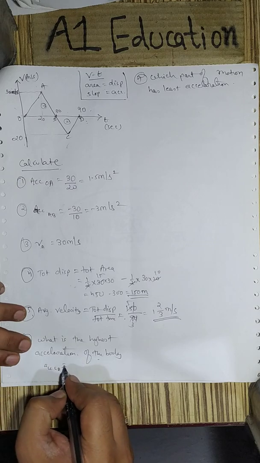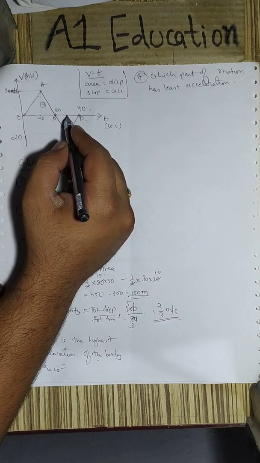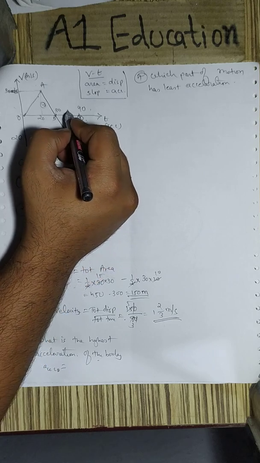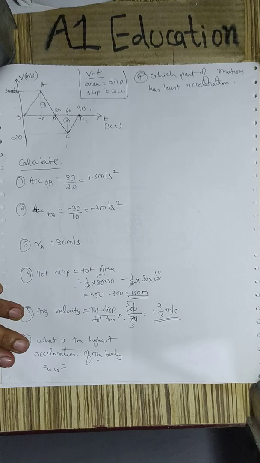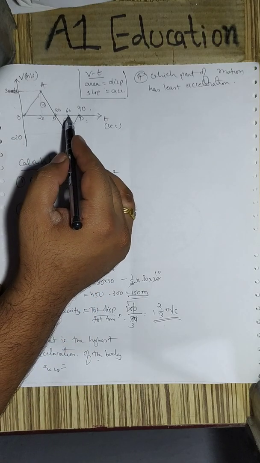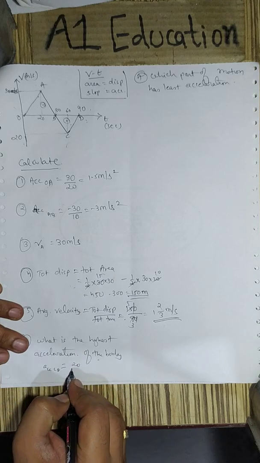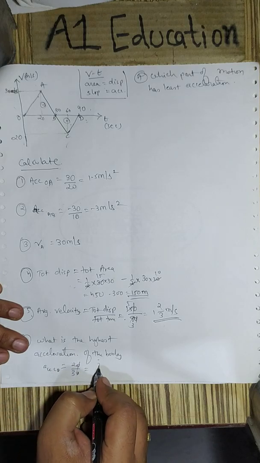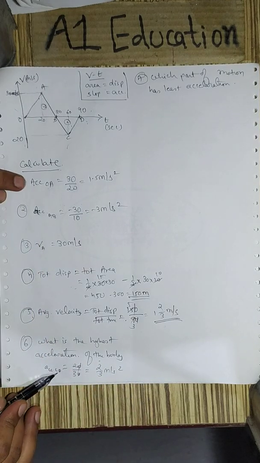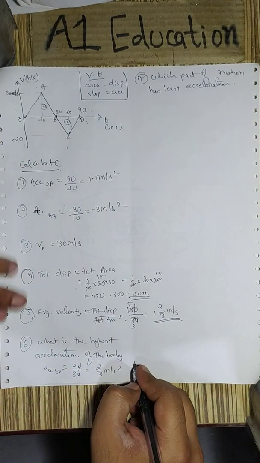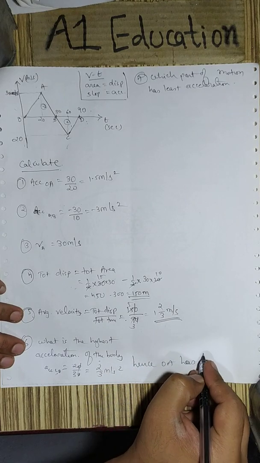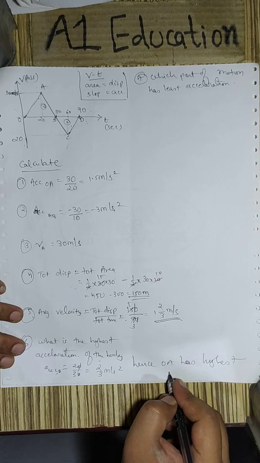So part CD, perpendicular is 20 and base is 30 to 90. So total 60, half is 30. So perpendicular will be 20 and base will be 30. So perpendicular upon base, that is 2 by 3 meters per second square. Now if you compare OA and CD, part OA has the highest acceleration. So we can write down, hence OA has highest acceleration.